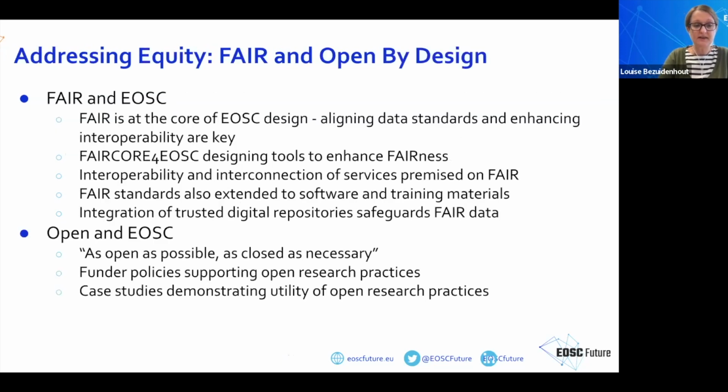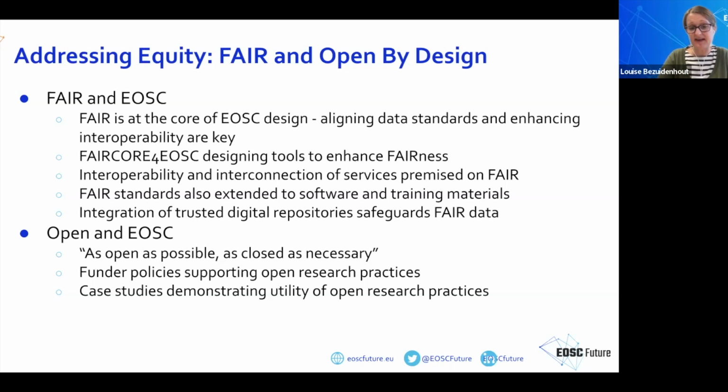So EOSC has really taken these issues of equity to heart, and at the core of EOSC is the notion of FAIR and open by design. So EOSC is obviously driven by a commitment to FAIR. It's at the core of EOSC design. It drives understanding about aligning data standards and enhancing interoperability. The funding around EOSC is currently funding a number of different projects that are really trying to implement FAIR in design. So one example is FAIR Core for EOSC, which is designing tools to enhance fairness within the EOSC core.